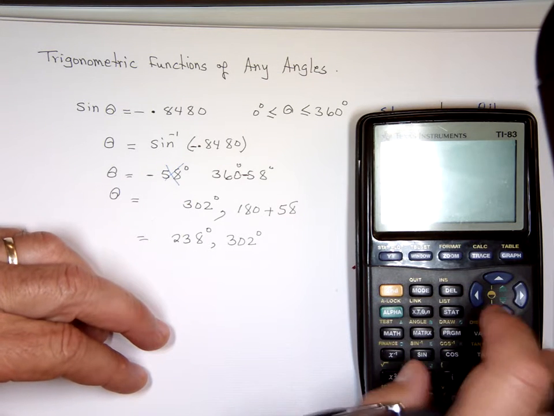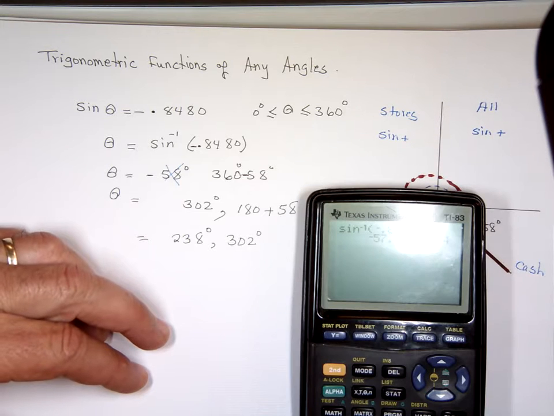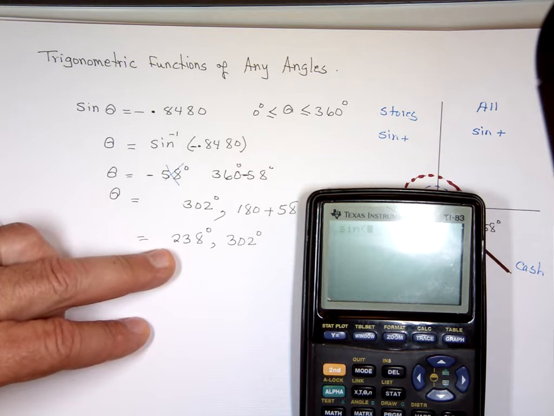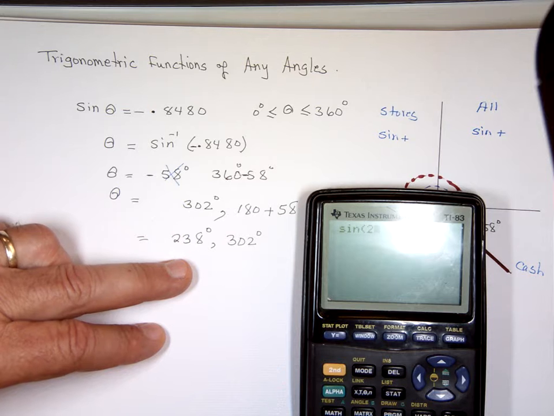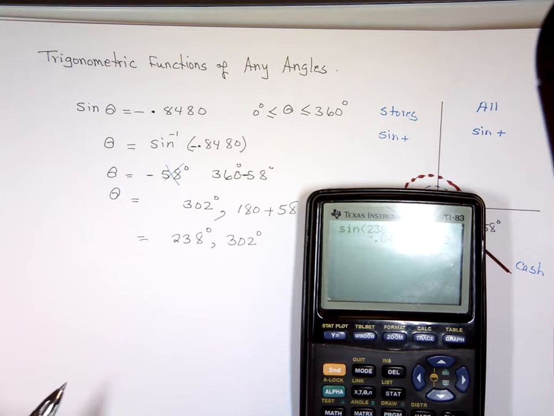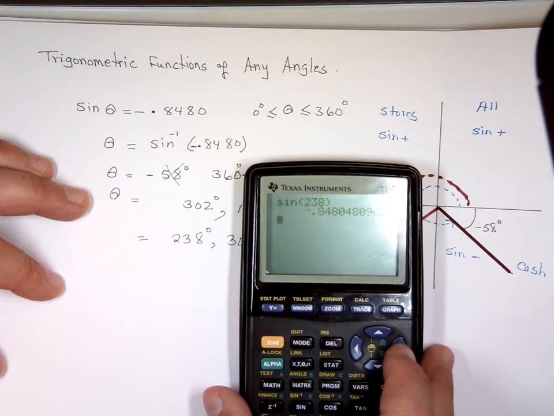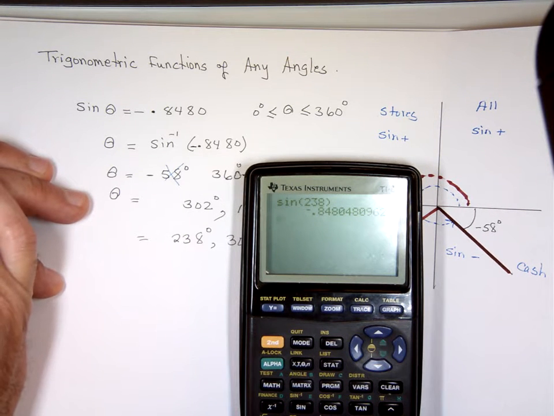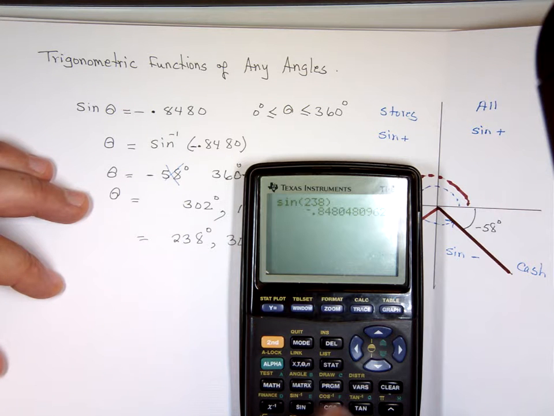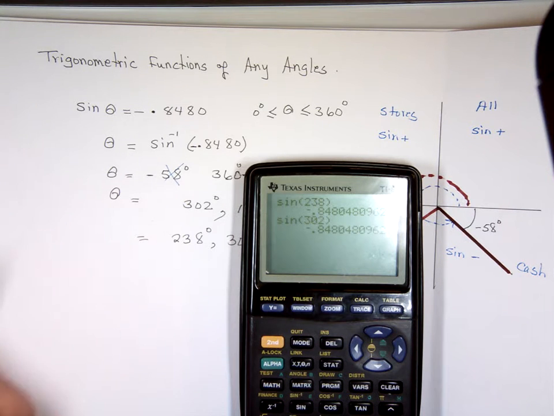Let's try that. Let's see if that's correct. What is the sine of 238? Is it negative 0.848? Negative 0.8480. Can you see it? And let me try the sine of the other angle. What was the other angle? 302? Negative 0.8480.